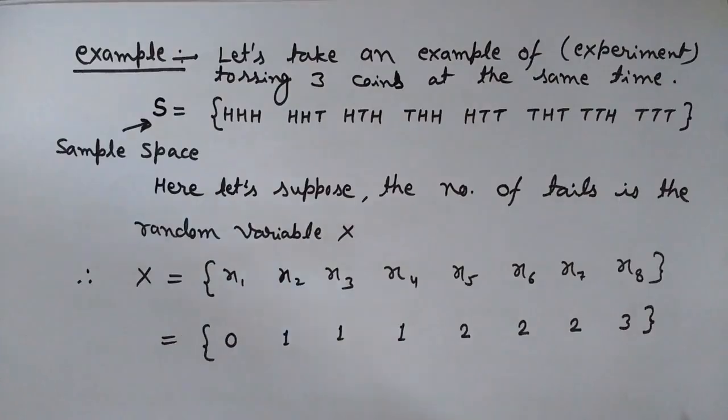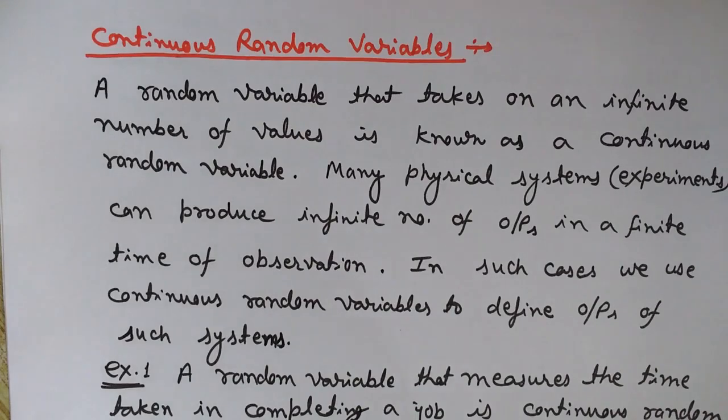It is very clear. So this is the same example that we have already seen to explain you the concept of sample space and random variables. Now we will see the continuous random variable. So it has continuous outcomes. Okay, a random variable that takes on infinite number of values, we call it as continuous random variable, while discrete had only certain number of outcomes that can be counted. So it has infinite number of outcomes that cannot be counted.